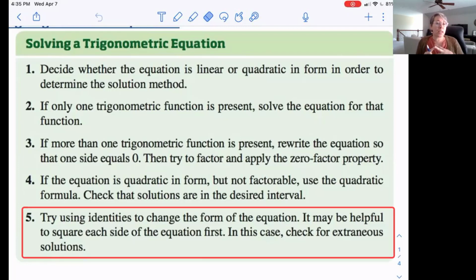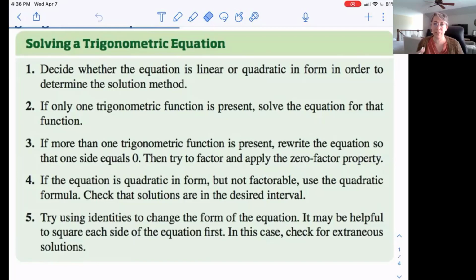And also try using some of our identities to see if you can substitute those in and make the equation easier to use. Sometimes you maybe have to square each side of the equation first if it is going to look like one of those identities. And if that's the case, whenever you multiply both sides of an equation by a variable, you want to check that you didn't throw in some extra solutions that do not work with the original. So also with your answers, be sure that you always check to make sure that they are in the interval that they're asking you for. So let's do a few examples.